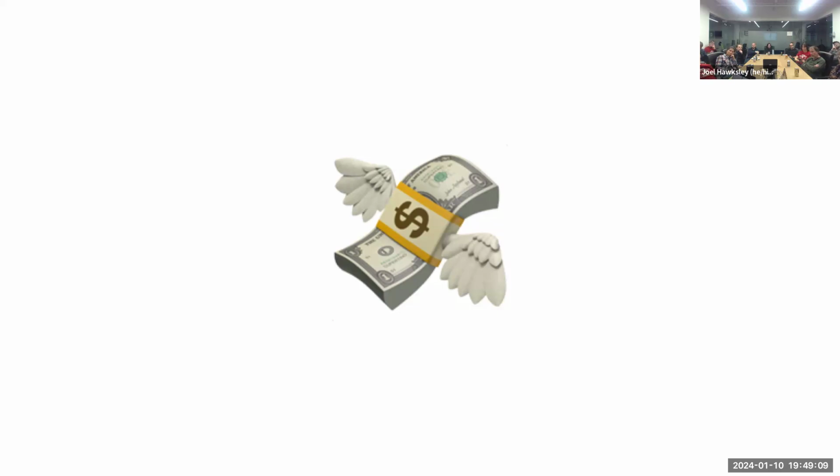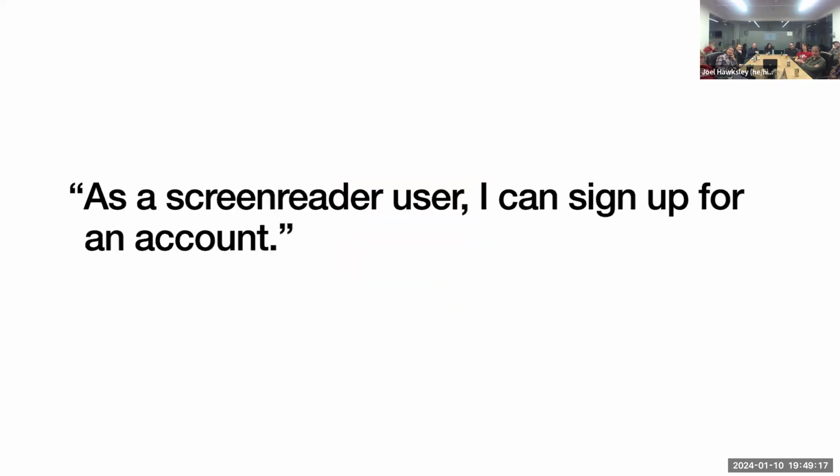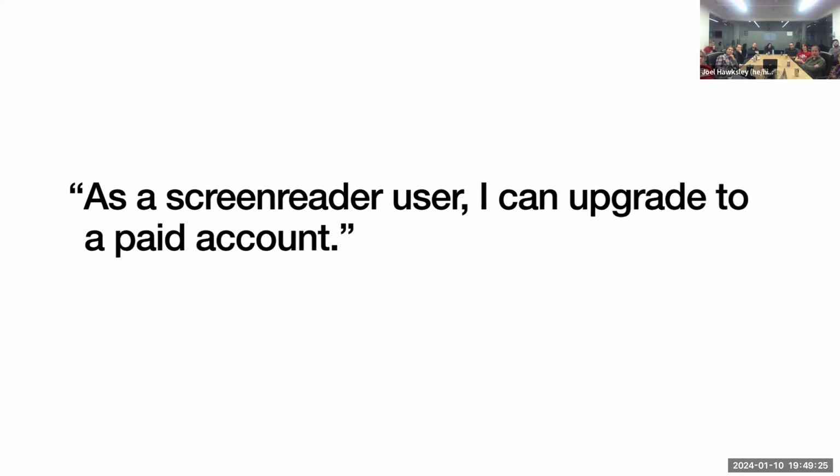So I think there are three user stories that you could get prioritized pretty quickly. I was trying to be as prescriptive as possible so you can't say you didn't try. As a screen reader user, I can sign up for an account. We failed this one. As a screen reader user, I can upgrade to a paid account. We also failed that one, because it was a third-party iframe thing, and that was not accessible.